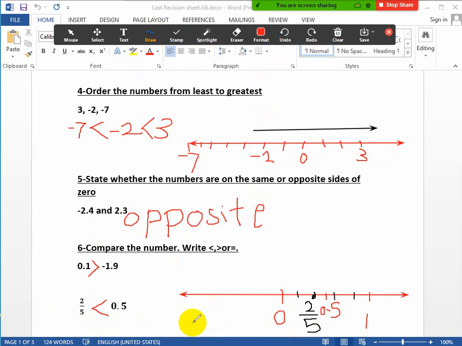Now you finished, girls? If you finish, please type 1 in the chat. Okay.